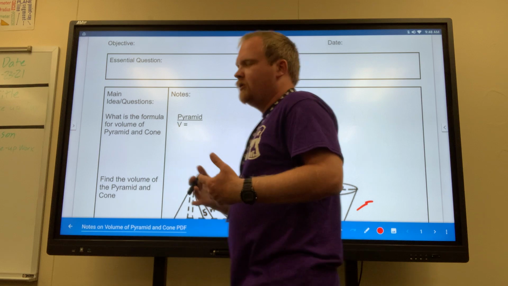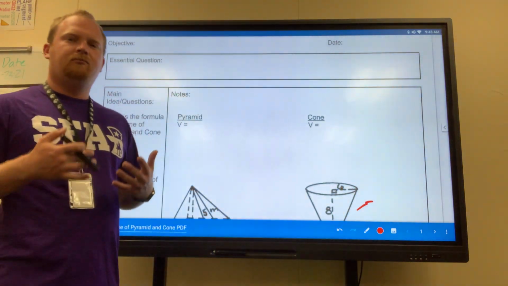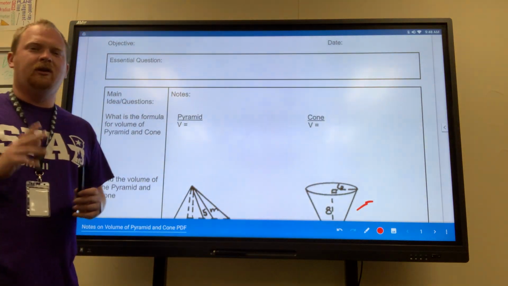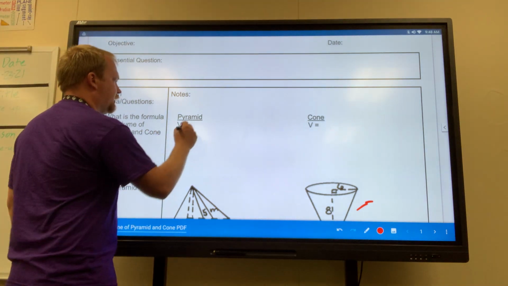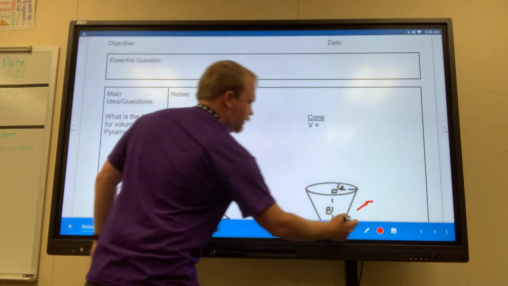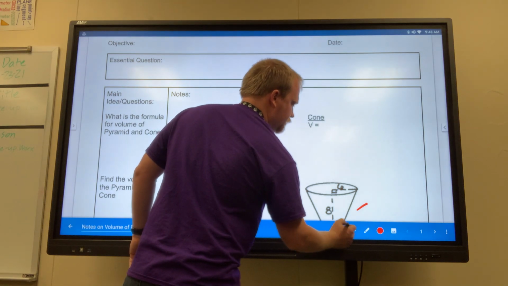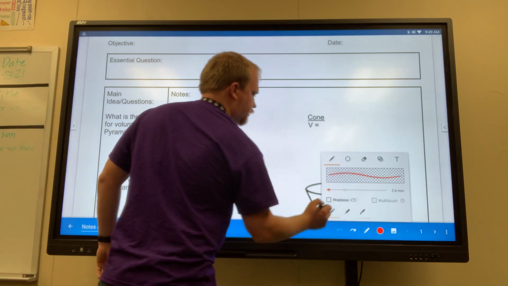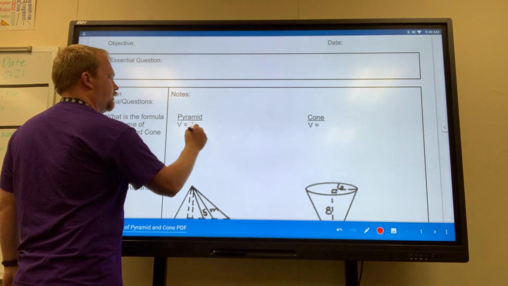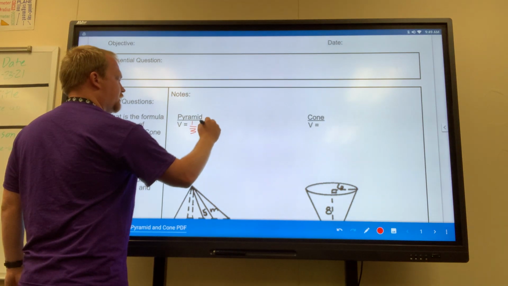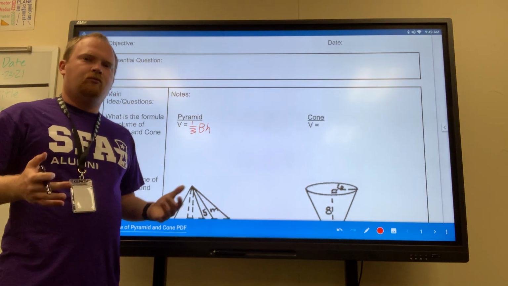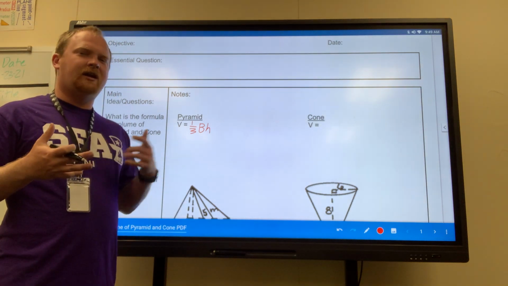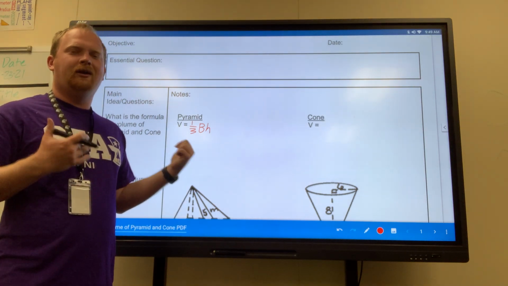Now, they're pretty similar, but there's only one big difference. For a pyramid, it's 1/3 times base times height. Okay? So what's funny is that it's actually 1/3 of a regular prism.